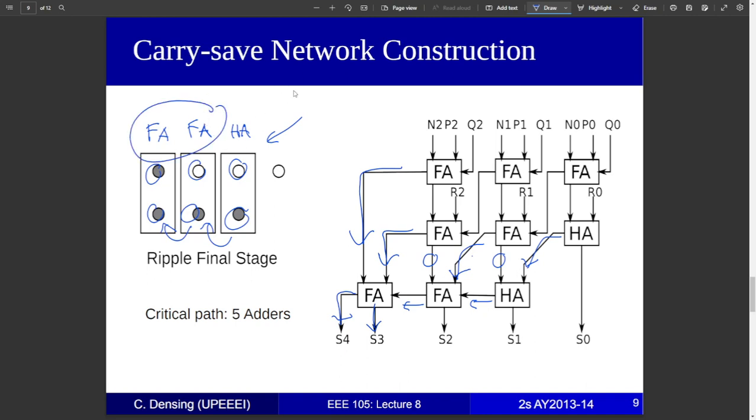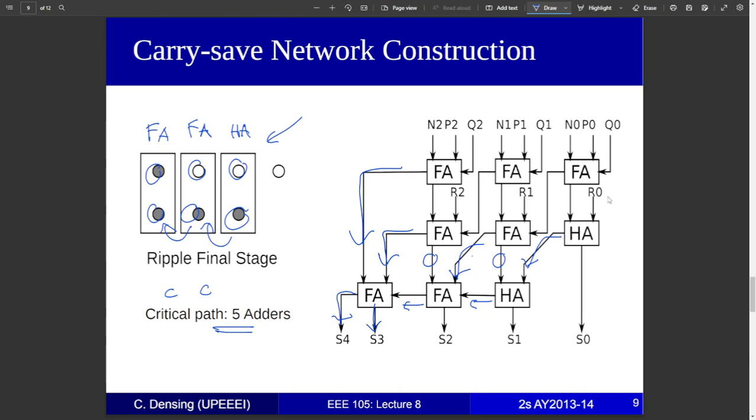You make them full adders in order to make them a ripple carry adder, so that you only have three layers as well. Because it doesn't make sense to still have more stages afterward just to propagate the carry bits. But that's it for the construction of the carry save network for that particular example.